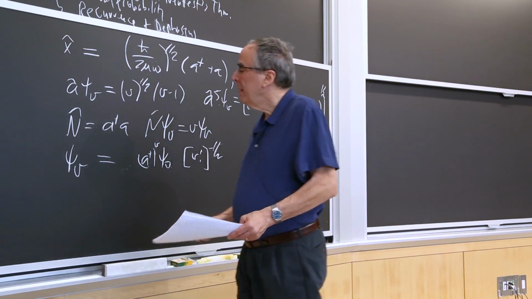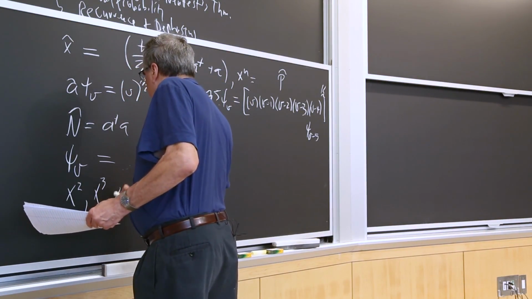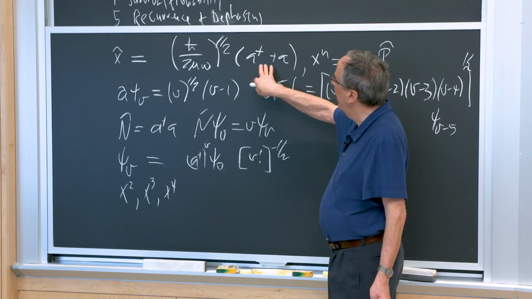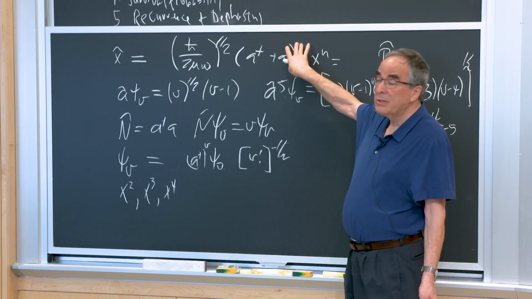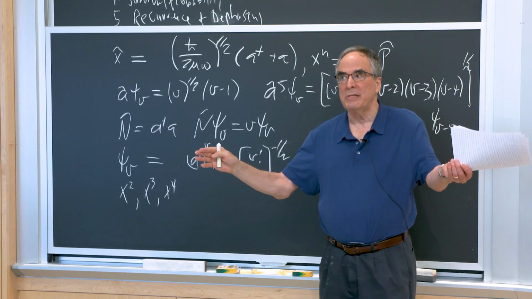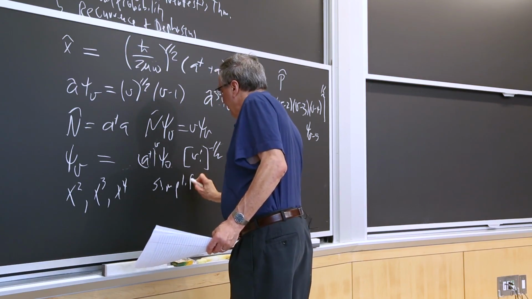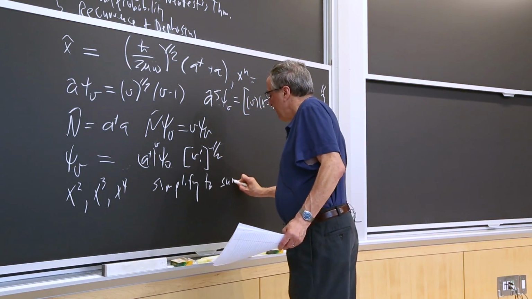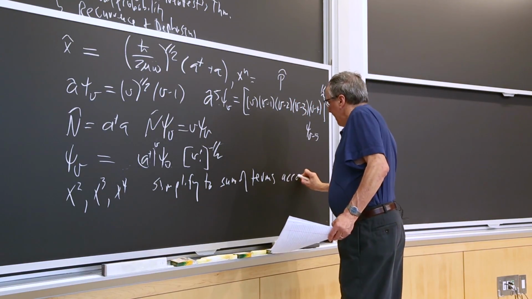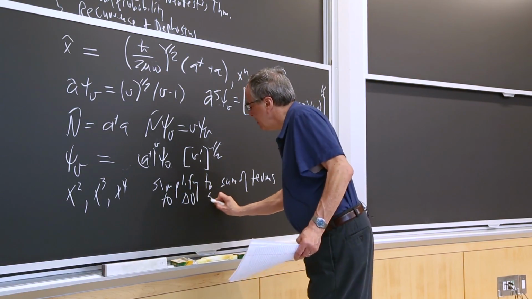Okay. Now, many problems involve x cubed, x to the 4th. And we know that x is this, and x squared is this squared, and x cubed is this cubed. And so we have to do a little algebra to simplify. What we want to do is simplify to a sum of terms according to the delta v selection rule.